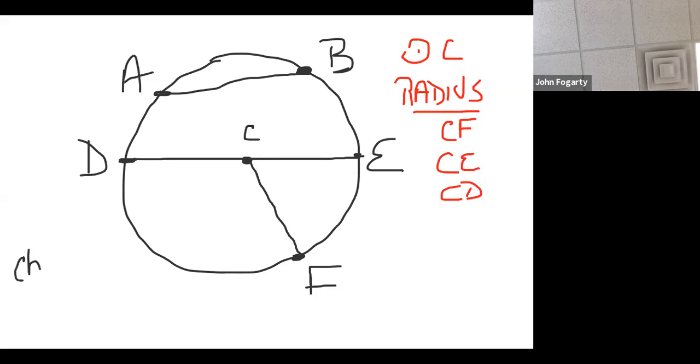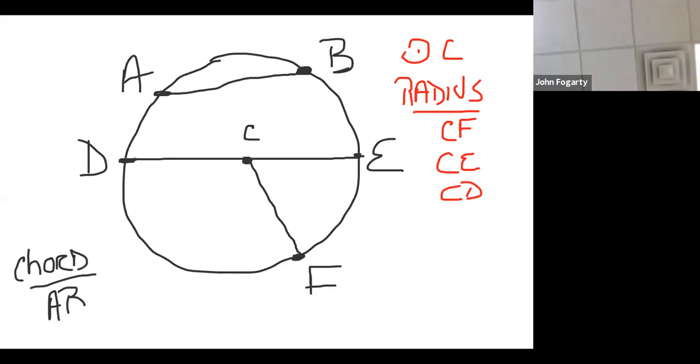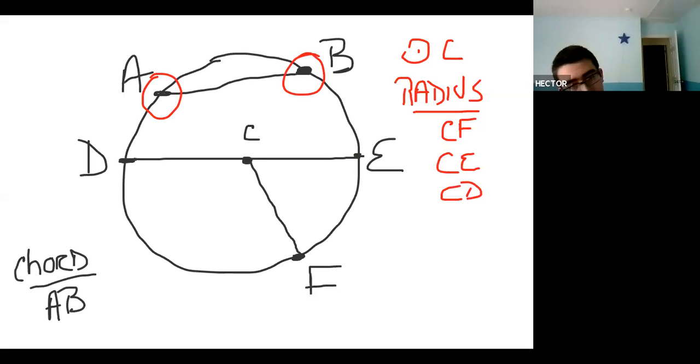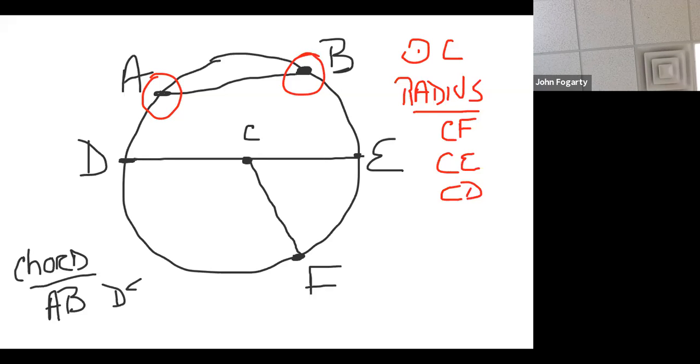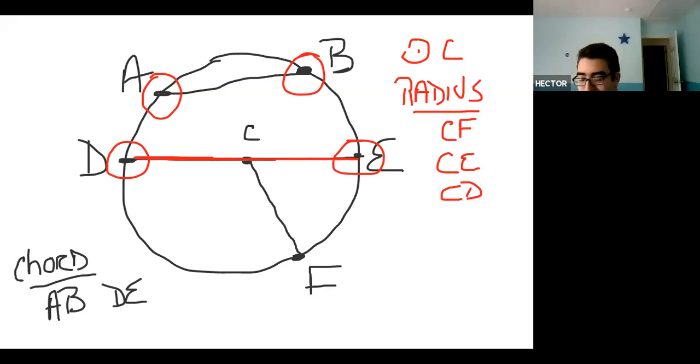Now, what about a chord? Somebody give me a chord. AB, because what do we know? We got a line segment where the two endpoints are on the circle. Is there another one? DE. Yeah, very good. What do you call a chord that passes through the center? Diameter. Yeah, that's the diameter.